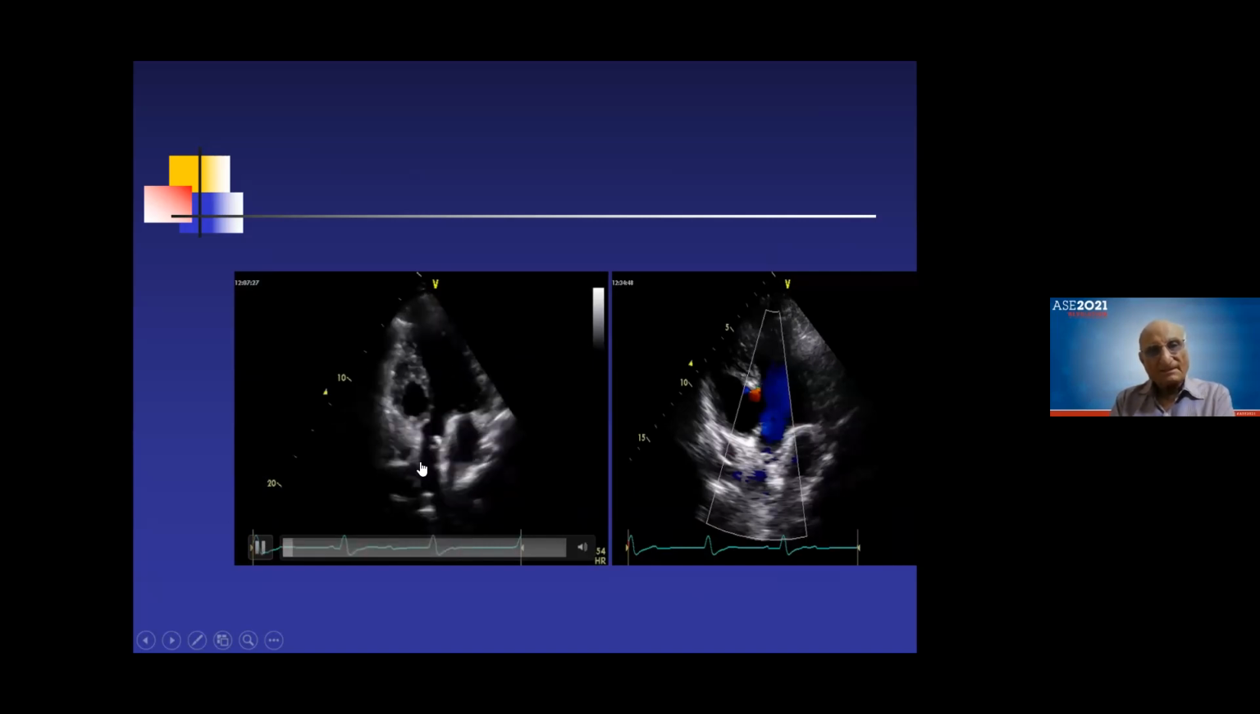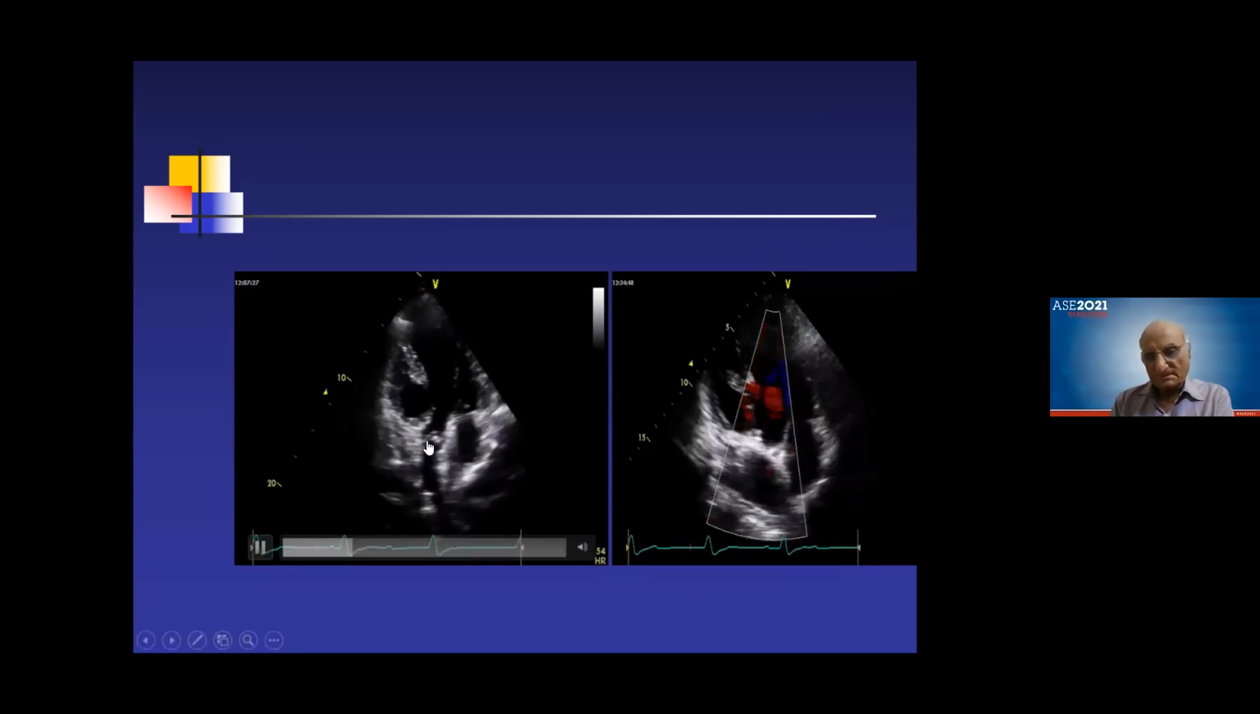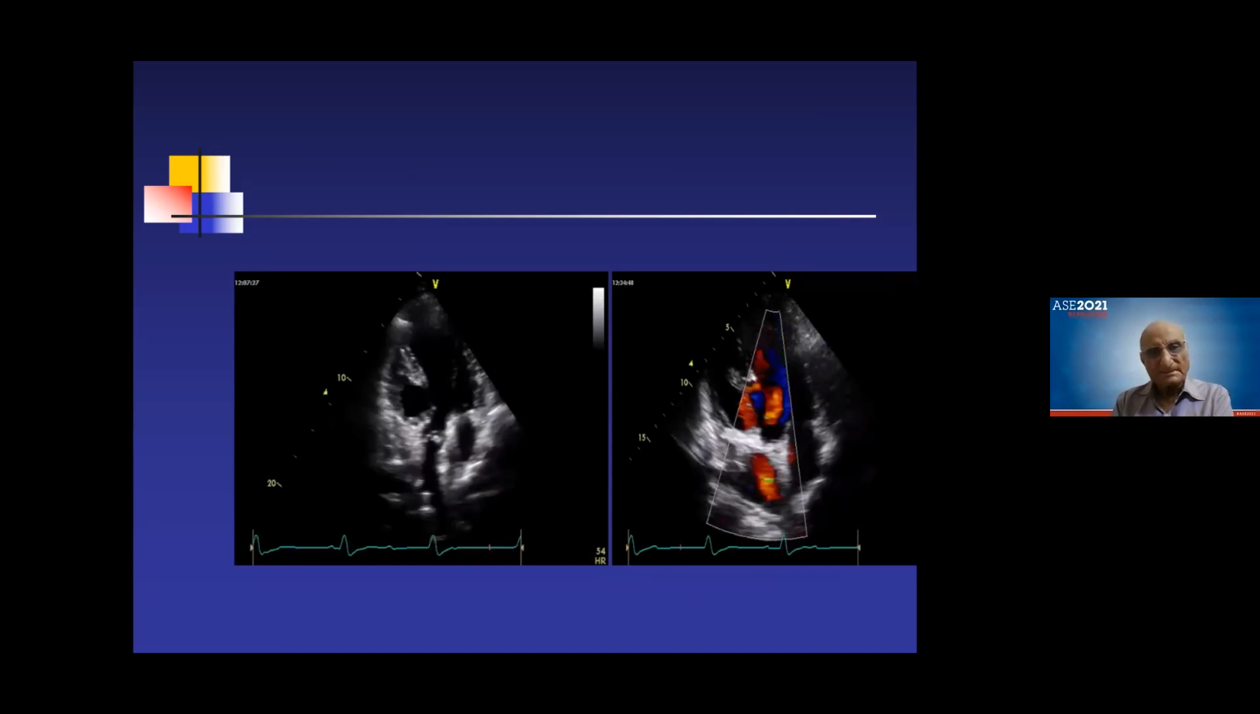And you see the same thing, and there is an associated severe pulmonary stenosis. You see here a turbulence and a pulmonary stenosis. At that time, there was no treatment in these cases.